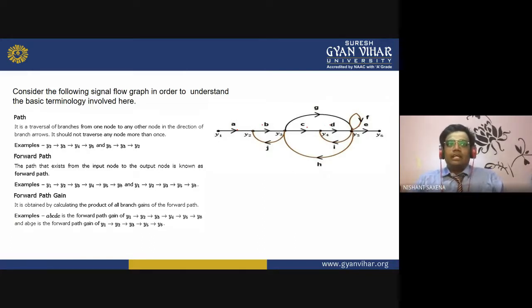Okay. Similarly, for the second forward path, the overall gain would be A into B into C. Okay, sorry, A into B into G into E. A, B, G, E.